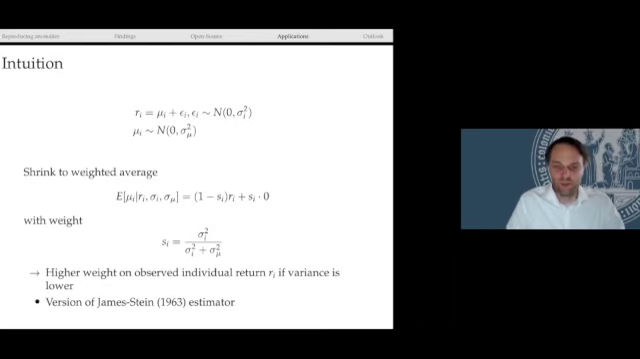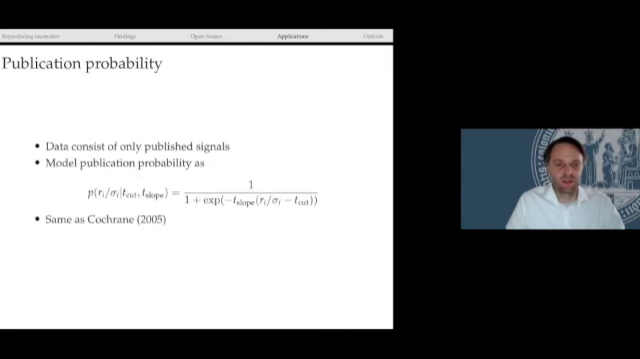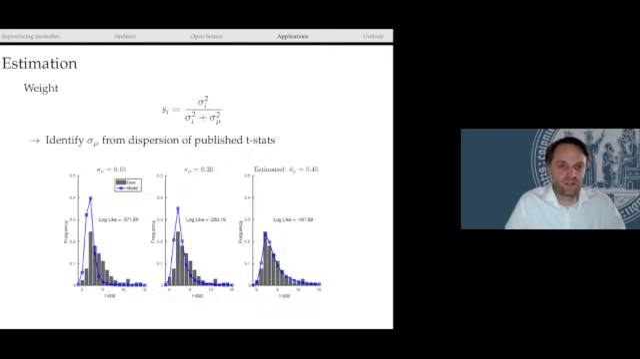The publication probability we model just as in John Cochrane's paper. So publication is positively associated with higher mean returns, lower variance. So there will be parameters here that we estimate. And then the weight that we put on the in-sample return relative to the overall return is identified from the dispersion of the published t-statistics.